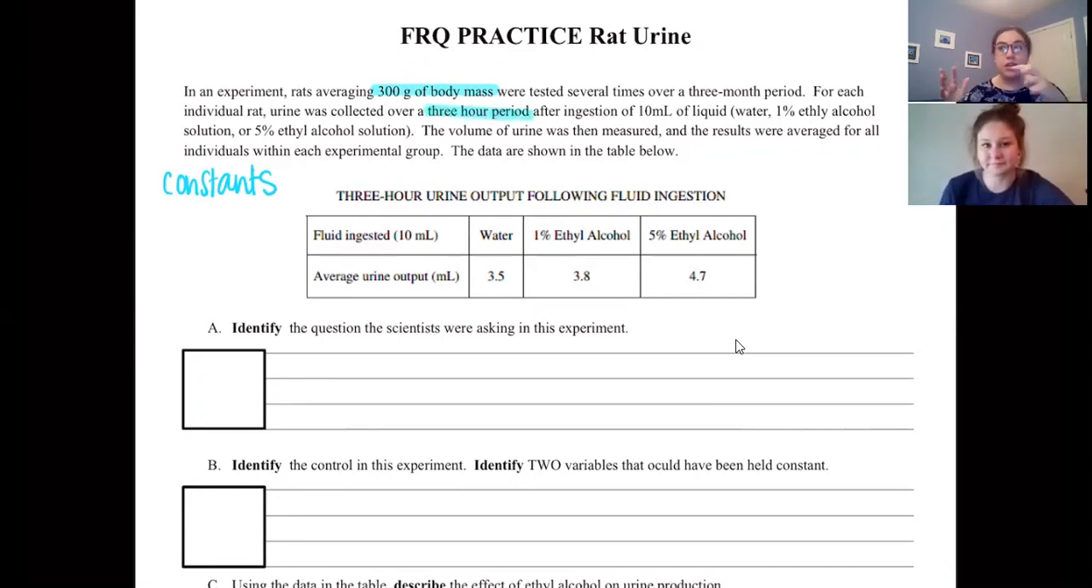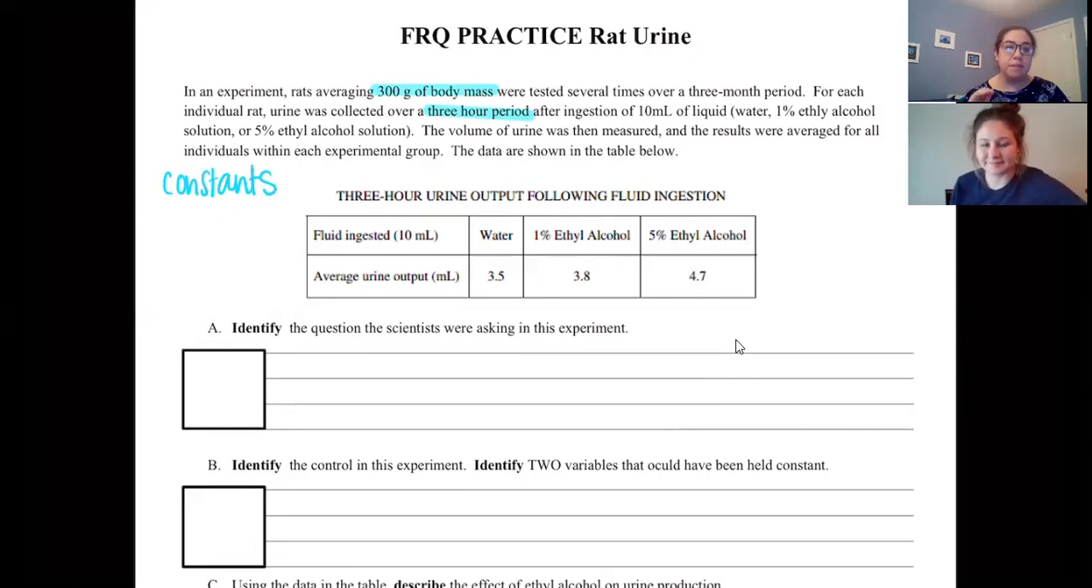It makes a big difference how much you urinate first thing in the morning, because you've been sleeping all night and you've got all this urine collecting, versus when you urinate in the middle of the day. So making sure that you collect the urine at the same time is very important.